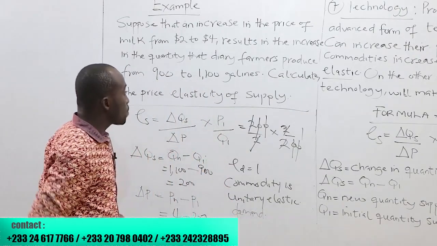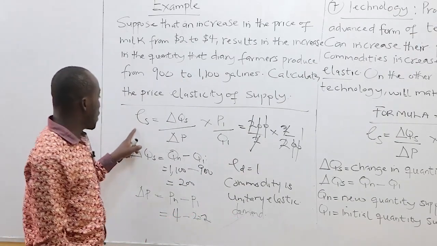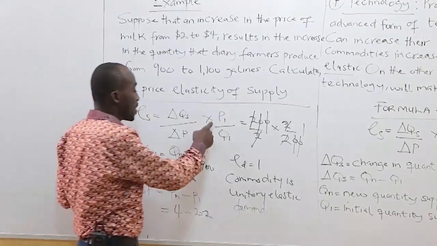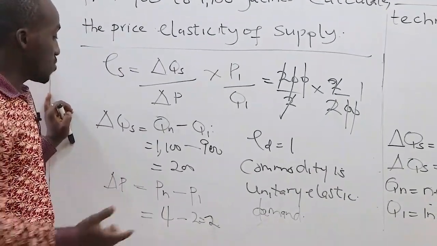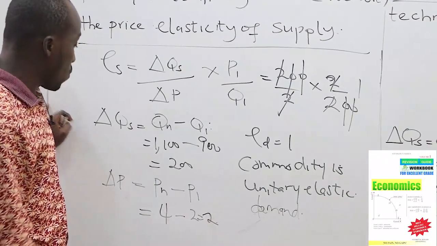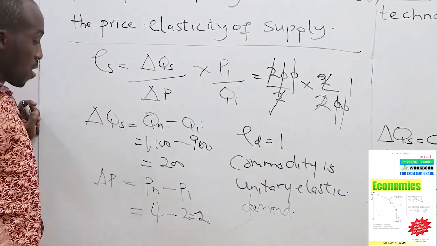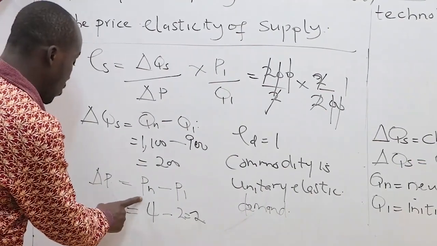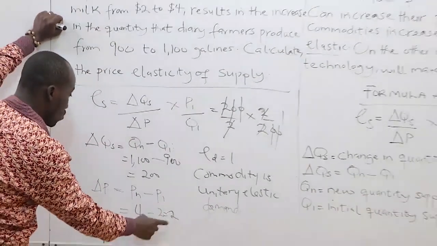So what do we do just to illustrate the formula? First, elasticity of supply is change in quantity over change in price, times initial price over initial quantity. What is the change in quantity? The change in quantity is the new minus the initial. And for the price, the change in price is the new price minus the initial. The new price is 4, the old one is 2.